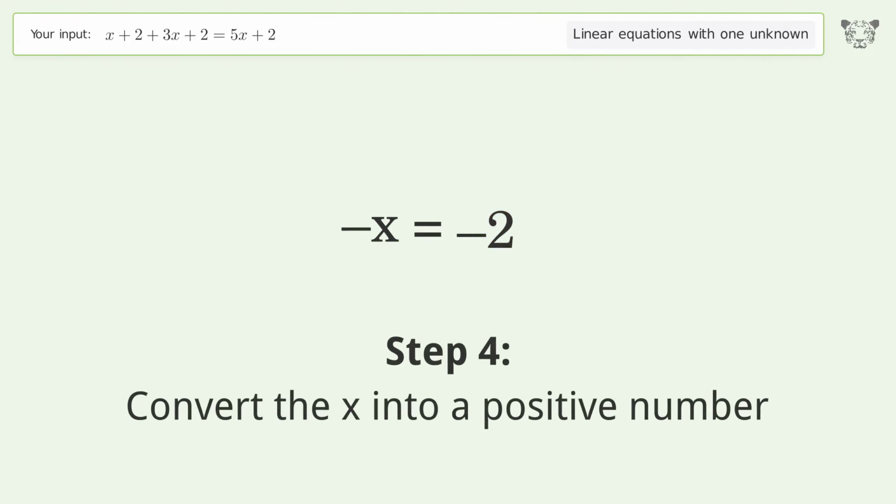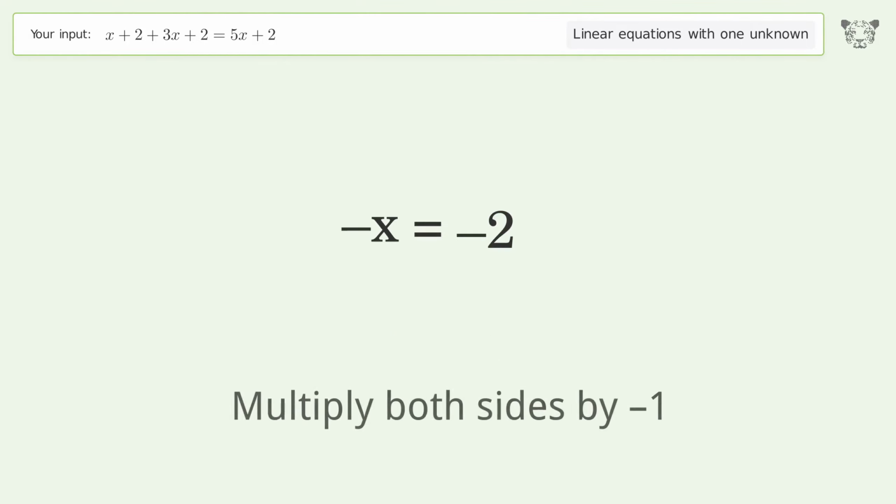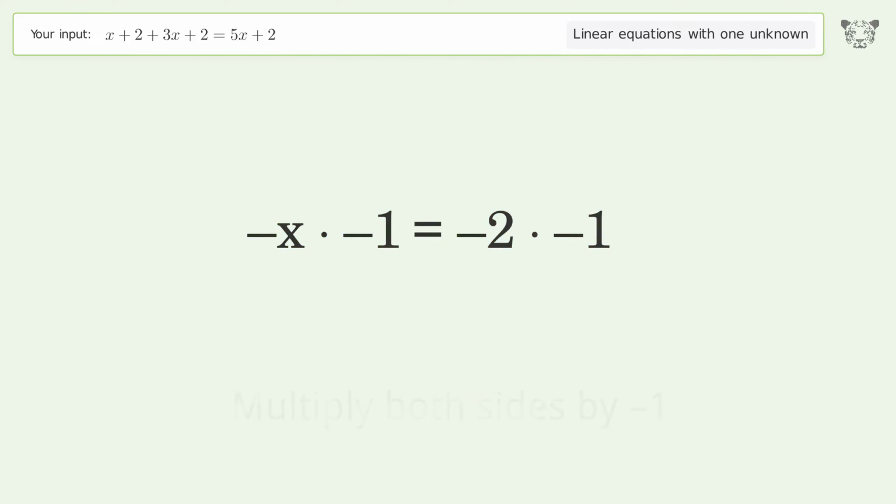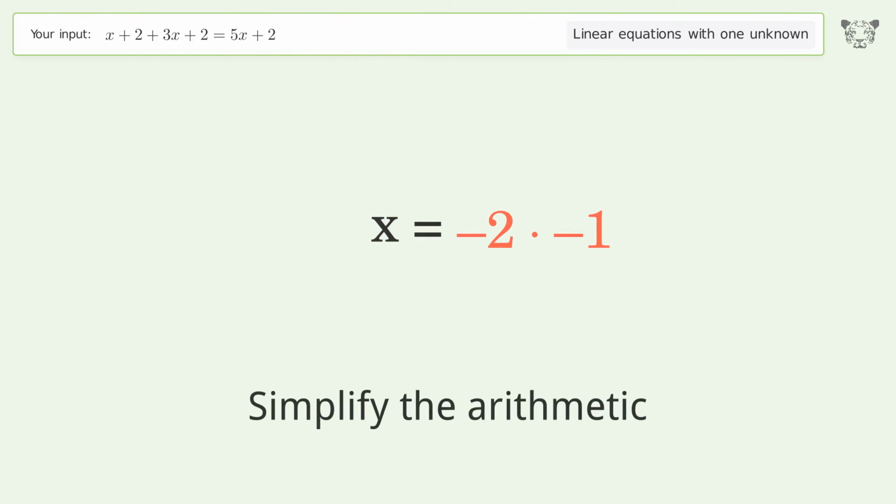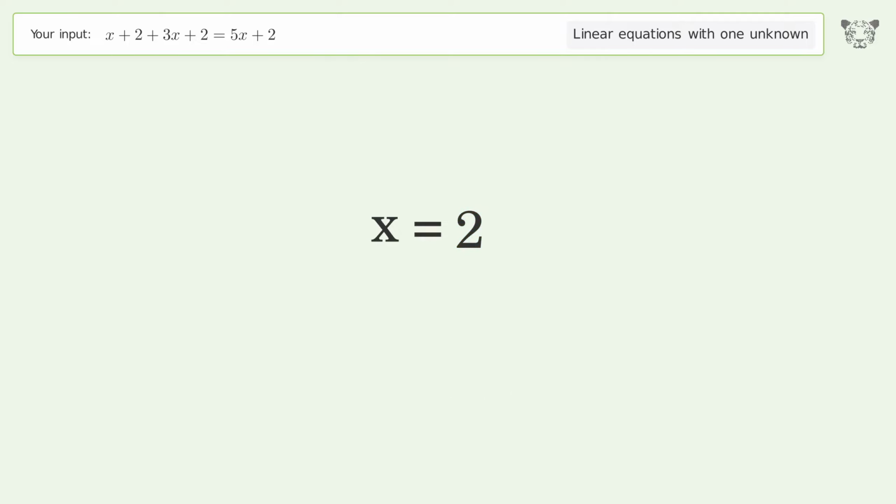Convert the x into a positive number. Multiply both sides by -1. Remove the ones. Simplify the arithmetic. And so the final result is x equals 2.